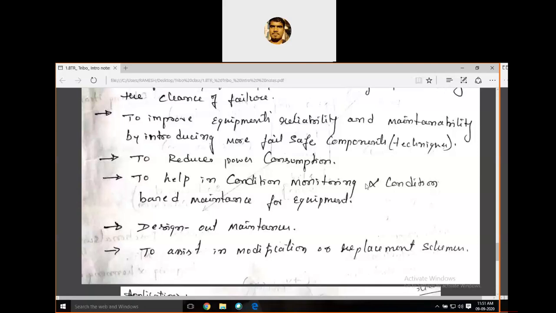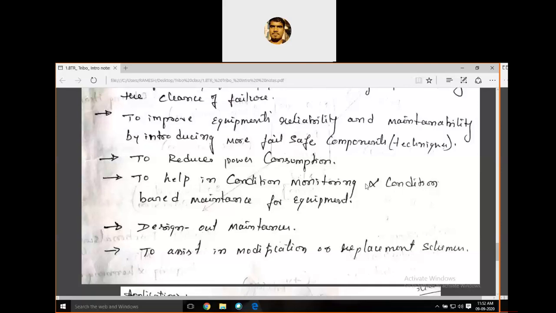Another advantage, coming to the next: to reduce power consumption. Obviously we know that if you reduce the friction, it will reduce the power consumption. How can you reduce the friction? By introducing proper lubrication between the two mating surfaces. If friction is reduced, power consumption is also reduced, because friction is a negative force. To compensate that force, we have to use more power, because some amount of power is used to compensate that negative force. That is friction, an extra power consumption. If you avoid the friction, it will reduce the power consumption.